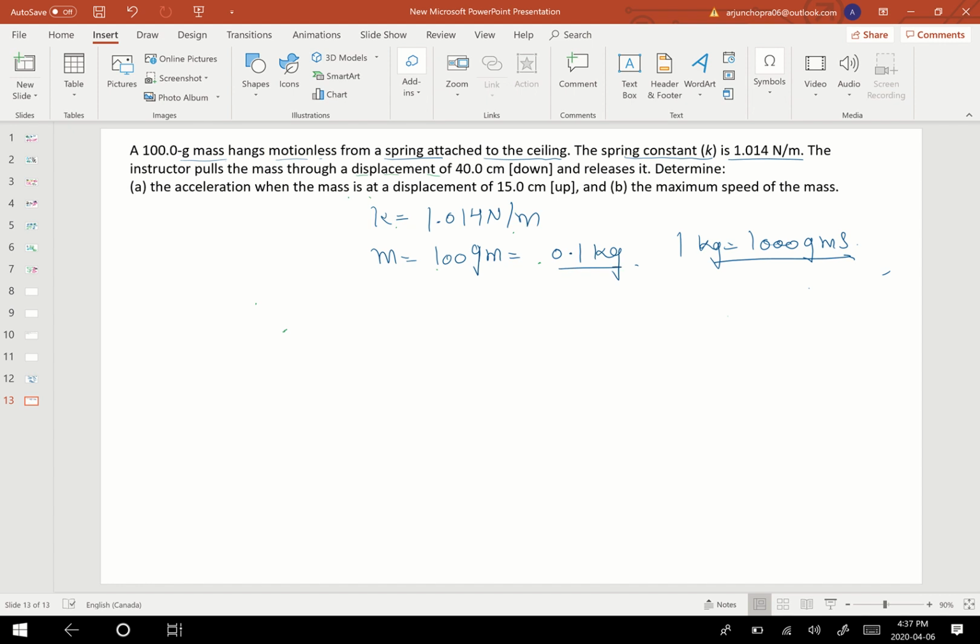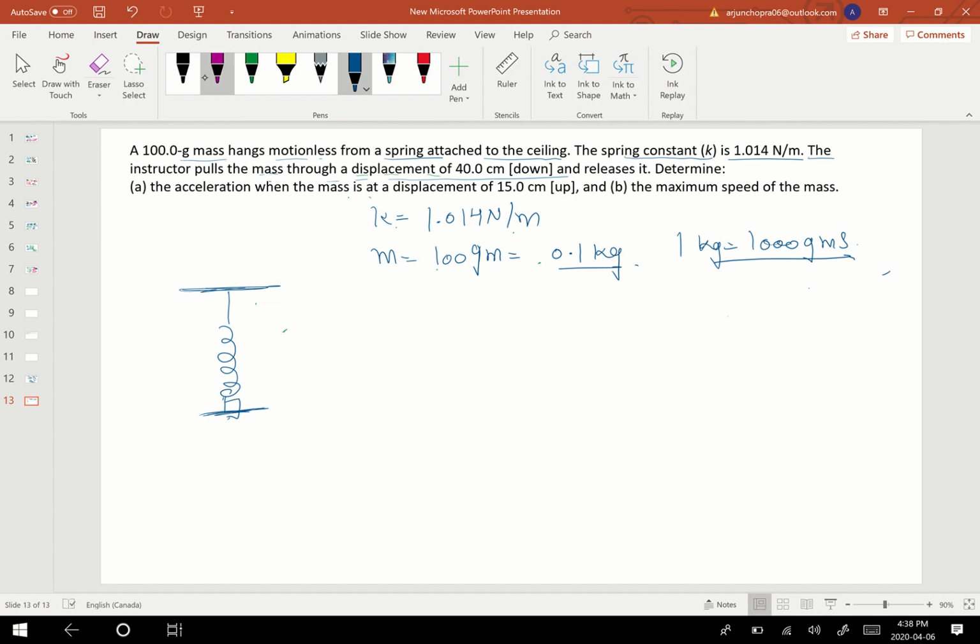So from there, the mass comes out to be 0.1 kg, and the instructor pulls the mass through a displacement of 40 centimeters. Let's try and draw the diagram for this one. So this is the spring-mass system given to me. This is the equilibrium position, here. When the instructor pulls it downwards to a displacement of 40 centimeters, which is equal to 0.4 meters, he then releases it.